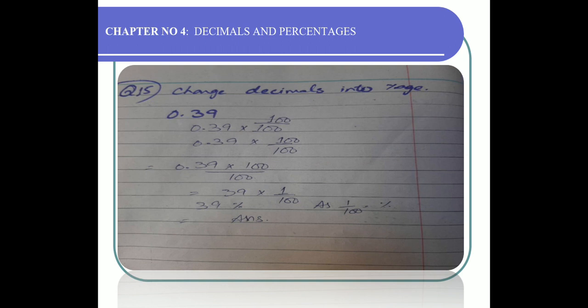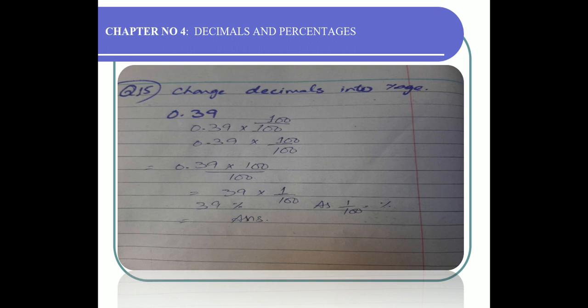Question number 14, change the decimals into percentage. The number is given in decimals, you have to change it into a percentage. What you have to do, multiply the number with 100 and divide the number with 100. 0.39 multiplied by 100 divided by 100. First of all, multiply 0.39 by 100, the answer is 39.